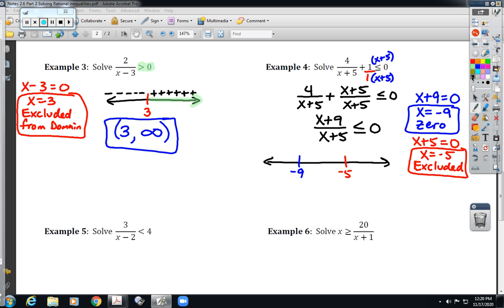So say we use -10. When I plug -10 into the top, -10 plus 9 is a negative number. Yes? When I plug -10 into the bottom, -10 plus 5 is a negative number. So a negative divided by a negative, everything to the left of -9 is a positive number.